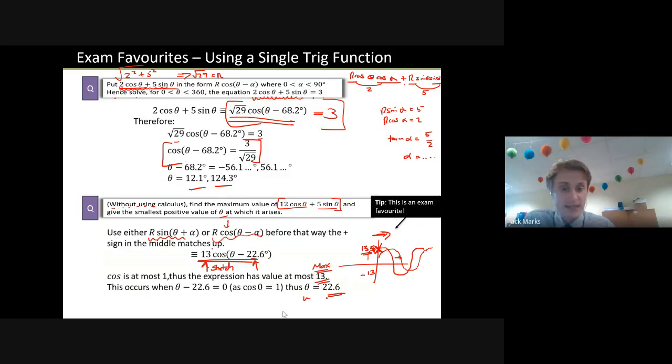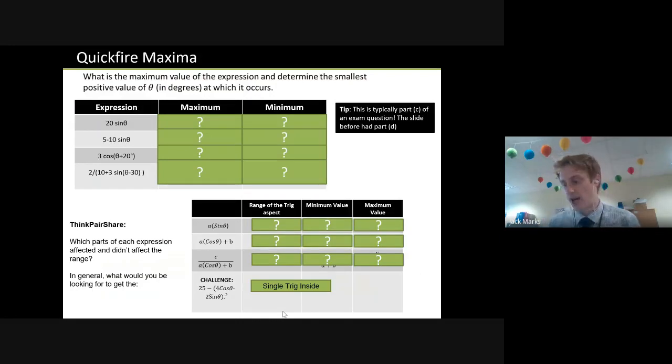That is worth at least 2 marks normally, what we've just done. Just talking about the 13 and the 22.6. The other part is worth a few marks before as well. But they're very, very easy marks to get if you're good at graph transformations and you understand what sine and cos go in between. So we're going to practice that idea very quickly now. So what's the maximum and the minimum each time of what's given?